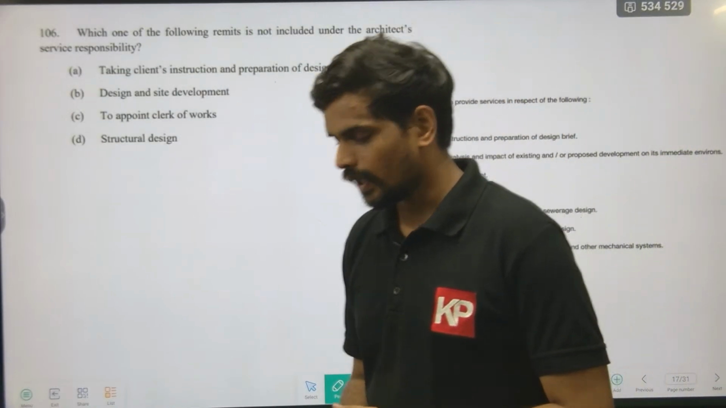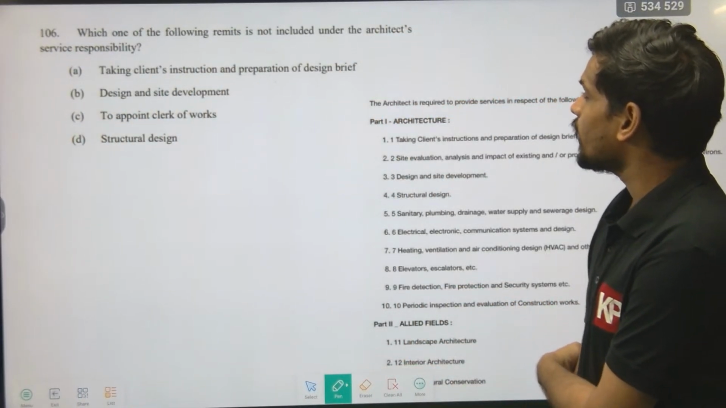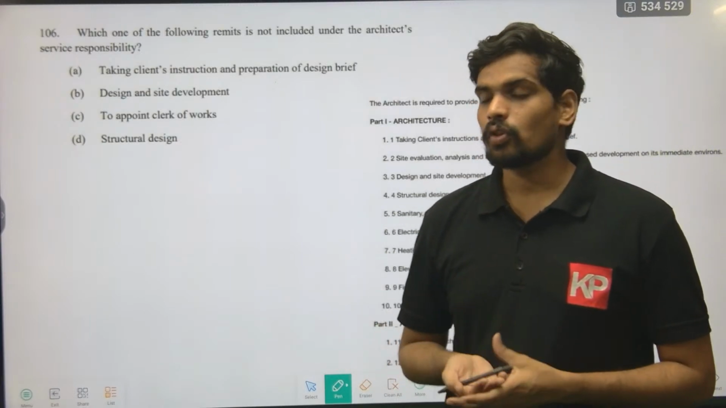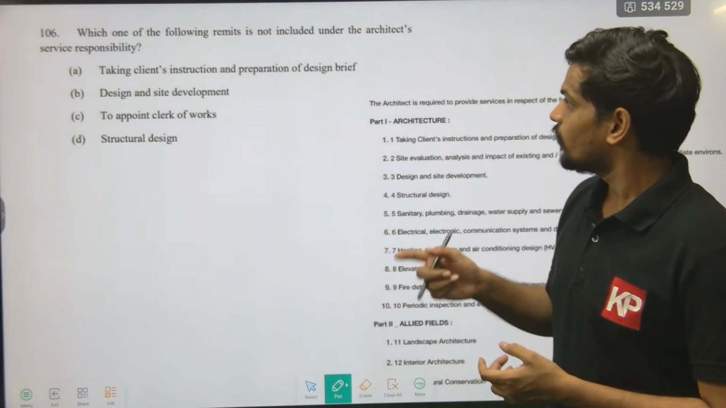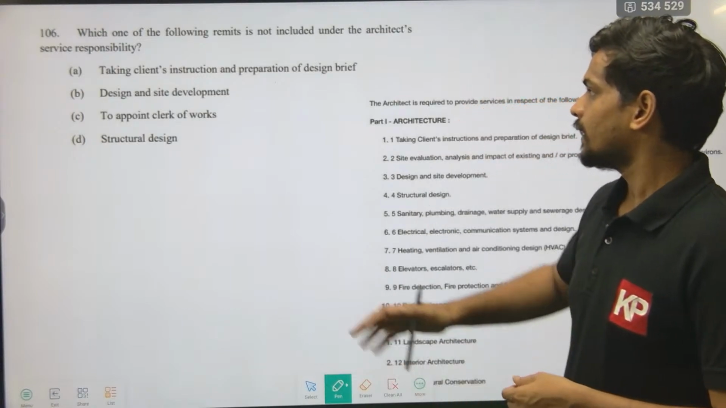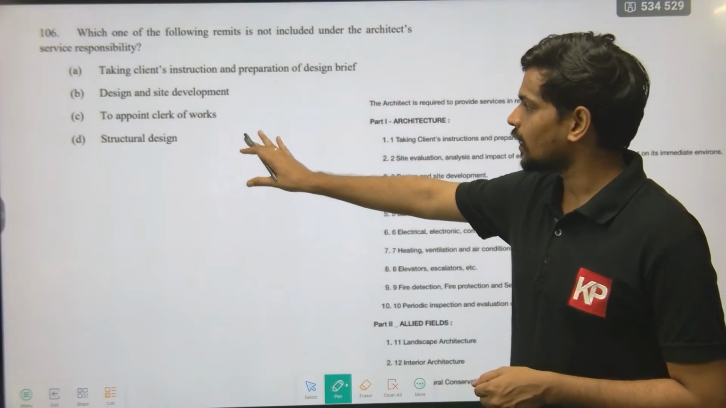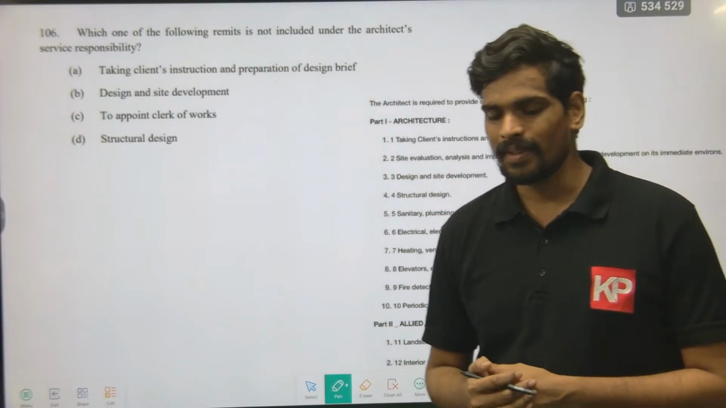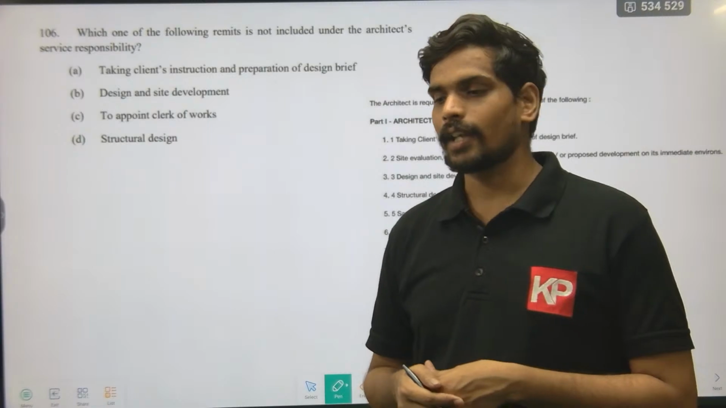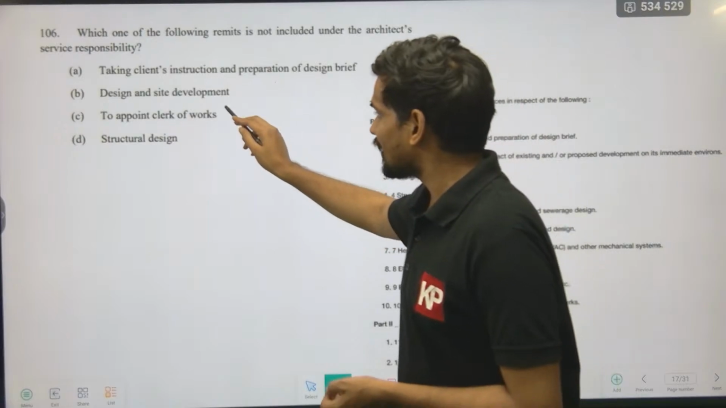Next one, question number 106. This basically is where they are asking us which of the following remits is not included under architect service responsibility. So they gave 4 options, and they are asking which of the following remits is not included under architect service responsibility. The options given are taking client's instruction, preparing design brief, design and site development, to appoint clerk of works, structural engineer. Clerk of works is similar to site supervisor, who basically will manage the work and report to the architect. So which of the following is not a service responsibility of architect? So appointing clerk of works would be the answer.